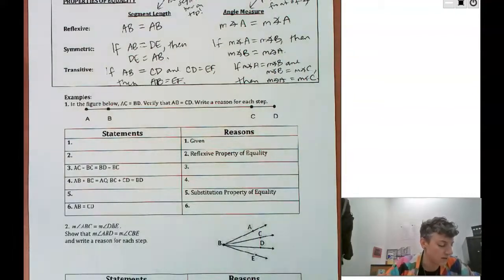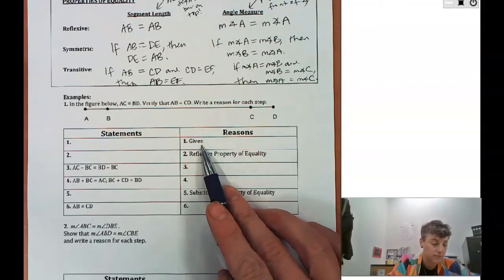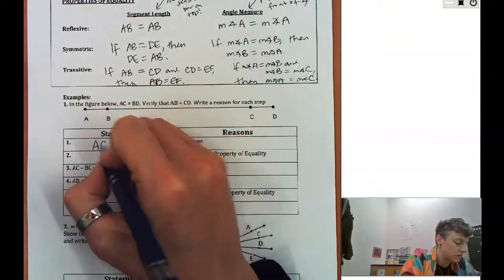AC is equal to BD. We're going to verify or prove that segment AB is equal to segment CD. Write out a reason for each step. We know the first reason is always the thing that we're given. What are we given? It says in the figure below, AC is equal to BD.